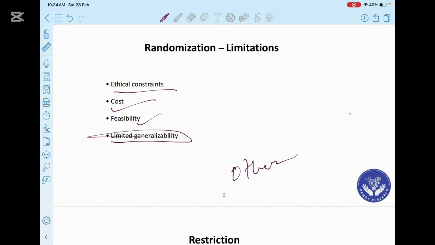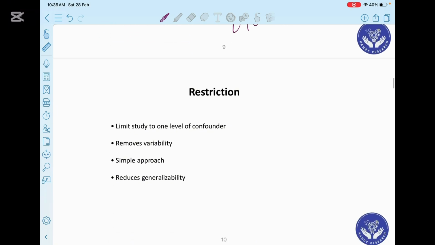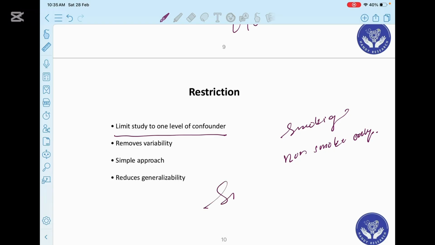So what are the other methods? They are restriction and matching. So let's go through restriction. What is restriction? Restriction means limiting the study population to one level of the confounder. For example, if smoking is the confounder, you restrict your study to non-smokers only. And smoking cannot confound the association because it doesn't vary. So this is simple as well as powerful.